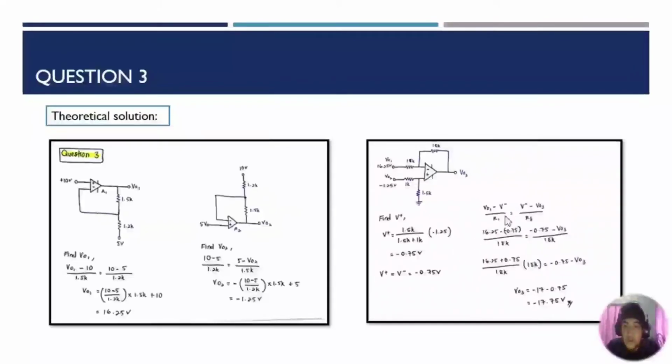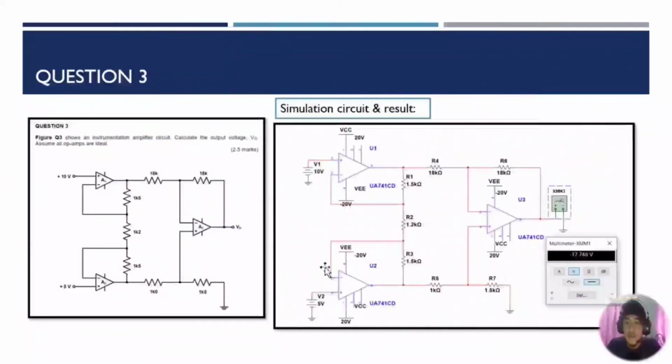After that, we also use the same method, which is current in equals current out. So (V output 1 minus V negative) over R1, this is R1, equals (V negative minus V output 3) over RF, which is 18k. After doing the calculation, we get the value of V output 3 equals negative 17.75. Okay, if you compare the theoretical result and the simulation, it will be the same, negative 17.75.